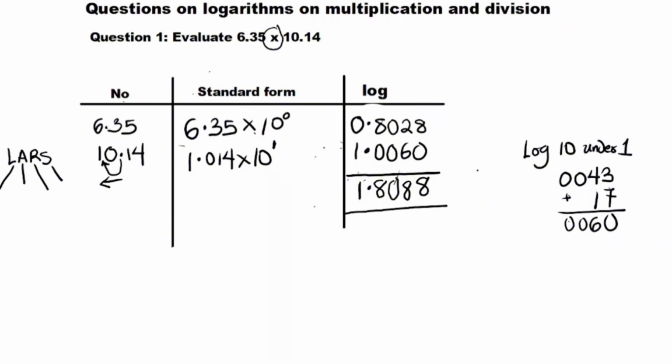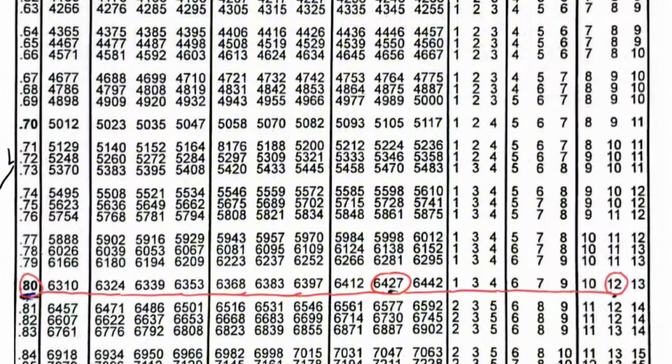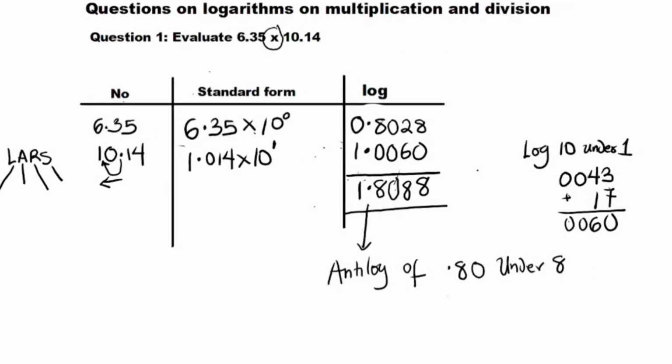We are going to retransform this number into the antilog form, right? So looking at the antilog of 0.80, antilog of 0.80 under 8. What did you get there? If you look at your antilog table there, it's on your screen. Antilog of 80 under 8 is 6427.